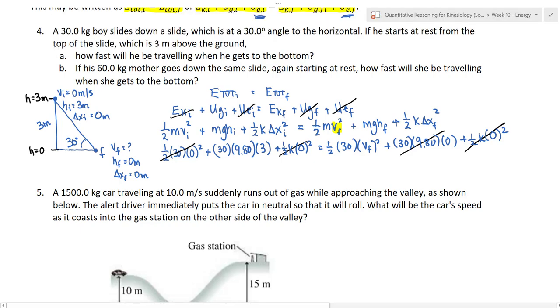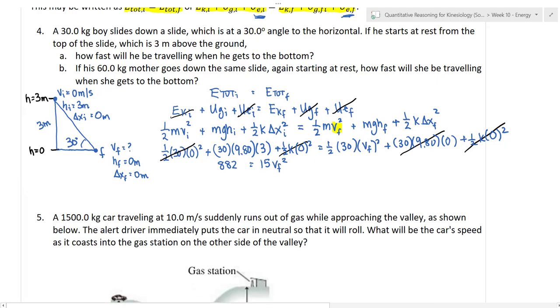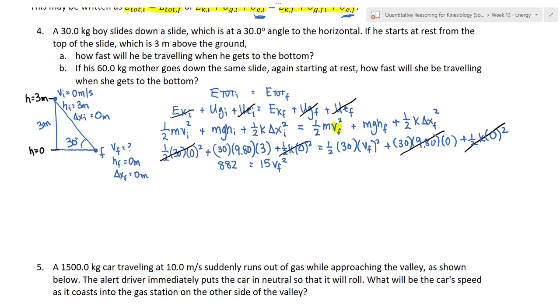Okay? So I'm going to do that. So I'm going to divide both sides. Actually, let me just simplify this first. So I have 30 times 9.8 times 3, which is 882, is equal to 1/2 times 30, which is 15, times V final squared. Now I'll divide both sides by, sorry, I'll divide both sides by 15.